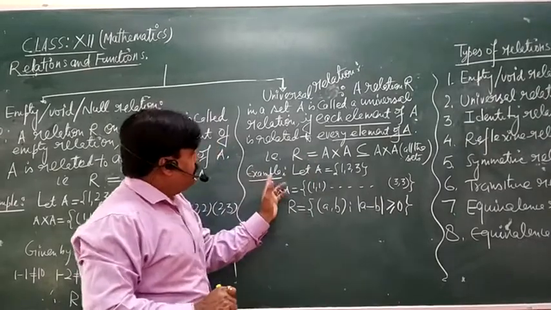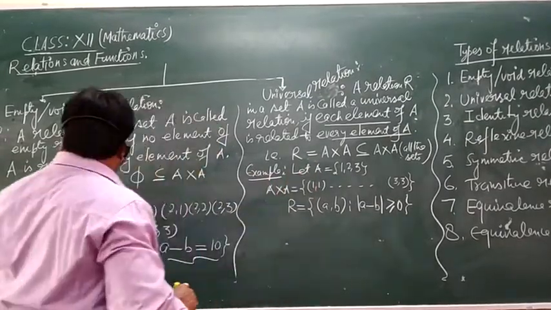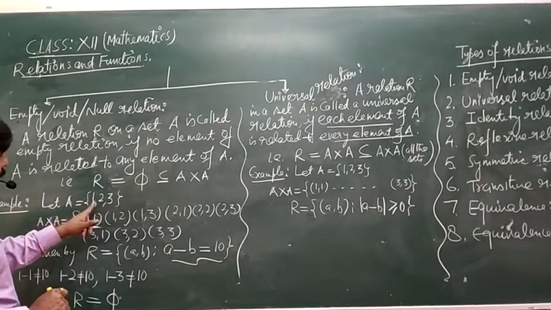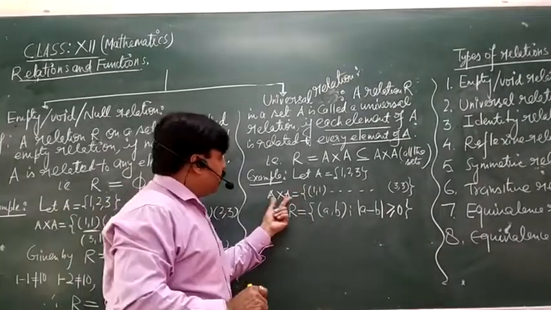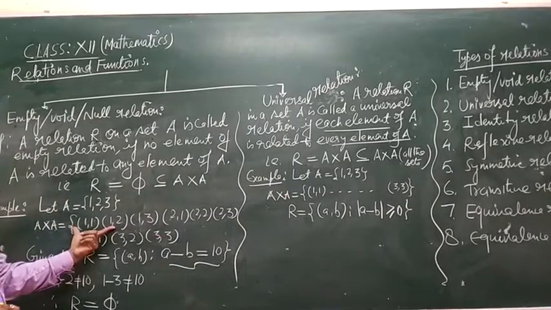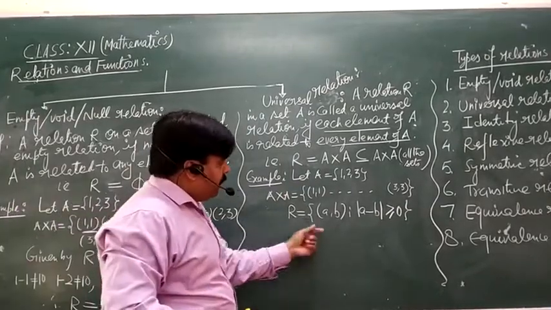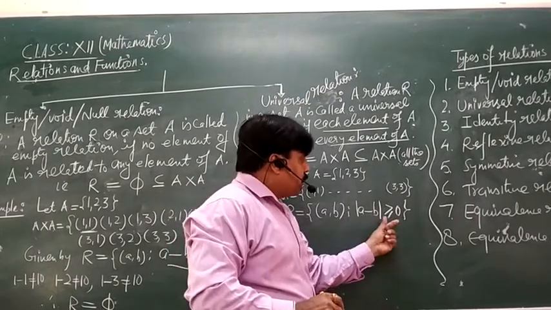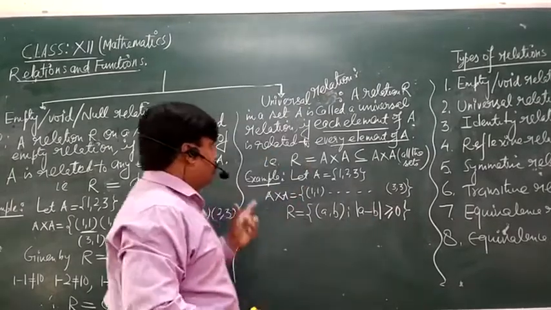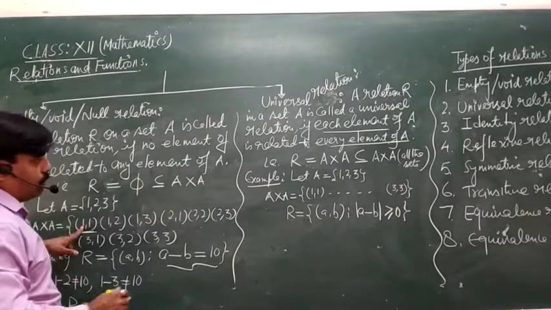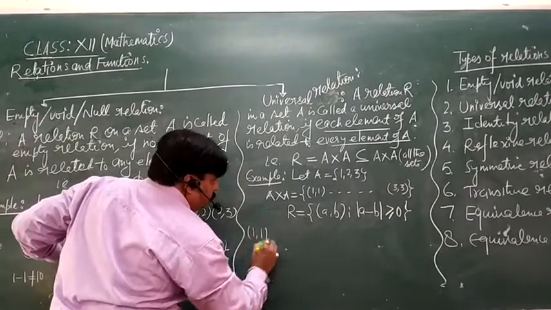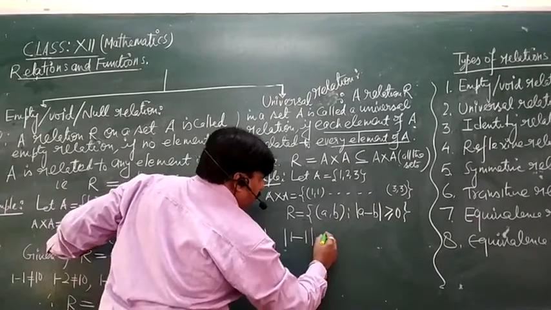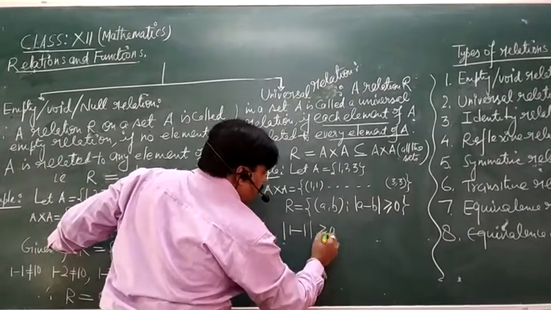Just an example. Same set I am taking. Here A is equal to the elements we have taken: 1, 2, 3. So A cross A you will write, you will get this. Now the relation is given here: a minus b such that modulus of a minus b is greater than or equal to 0. So you must check the order here. Like 1, 1 you are taking. So a is 1, b is 1. So 1 minus 1 is greater than or equal to 0. It is going to satisfy this.